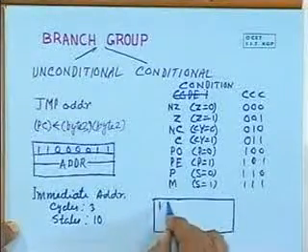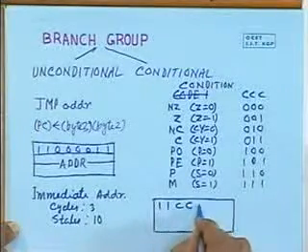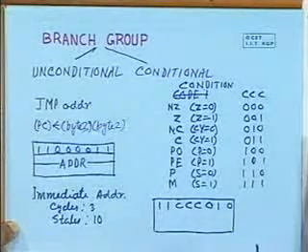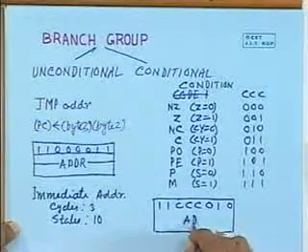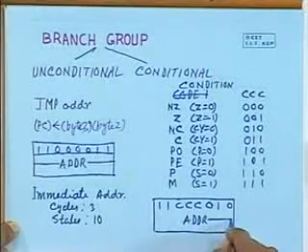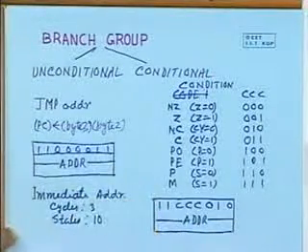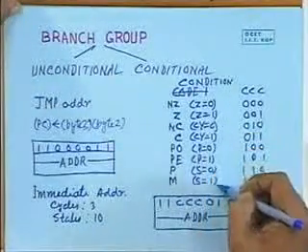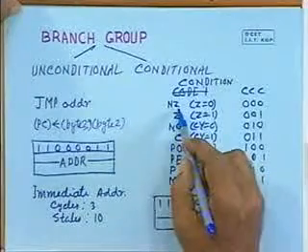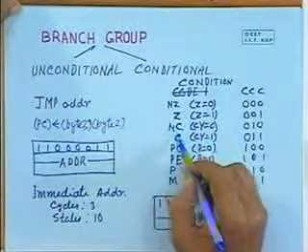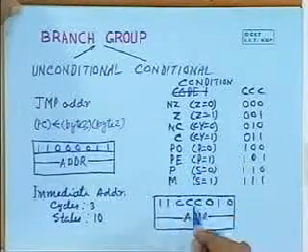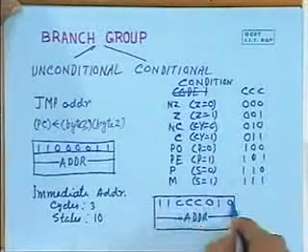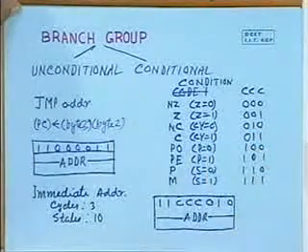You have got 1, 1, then CCC, 0, 1, 0, and obviously you will be provided with the address in the same way as the unconditional branch. And here the CCC, depending on which condition you want to use, whether it is not 0 or 0 or no carry or carry, odd parity or even parity, these 3 bits will be accordingly used. That means the code will be decided based on the condition.